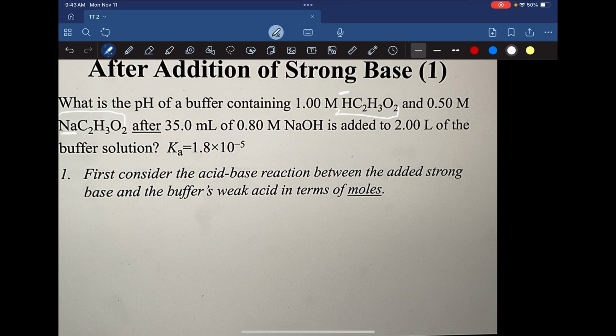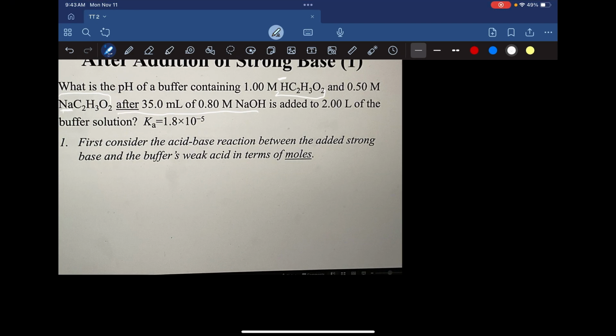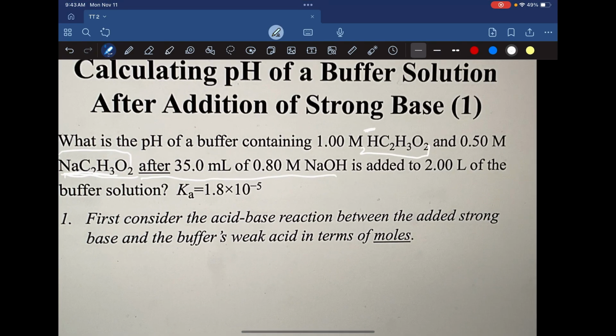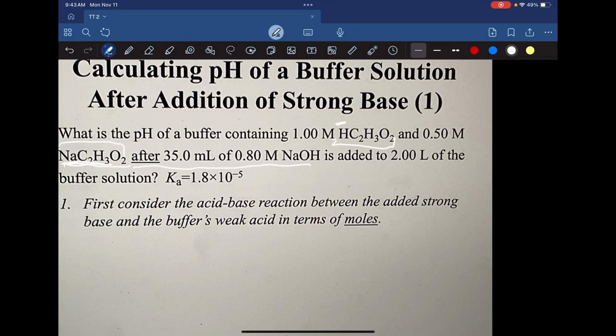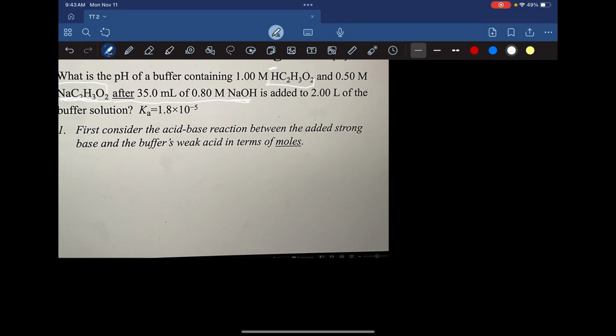When you typically see these, I like to think of them as opposite sides. One of them is always going to be on the left side, and one of them is always going to be on the right side. Since the question says after 35 mL of NaOH, this base right here, NaC2H3O2, will be on the right side, because after adding NaOH, I'll draw it right here.